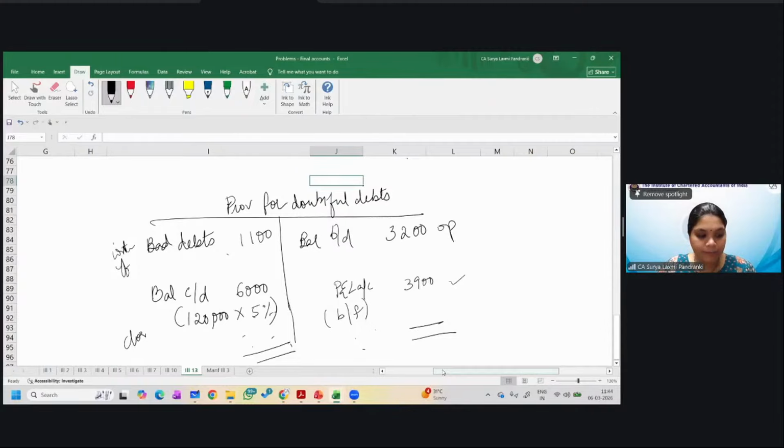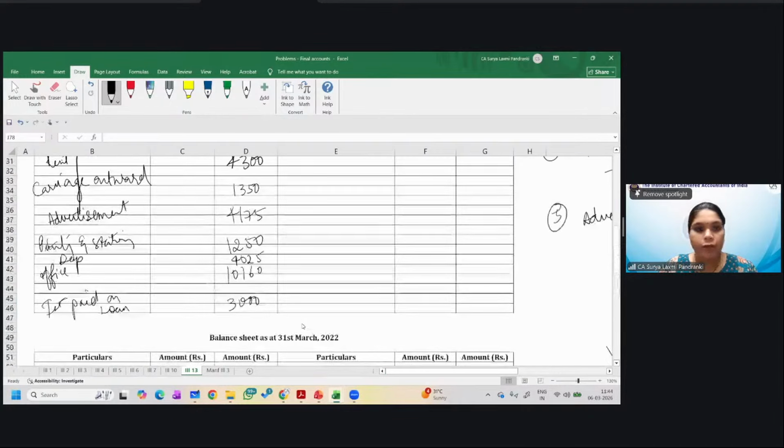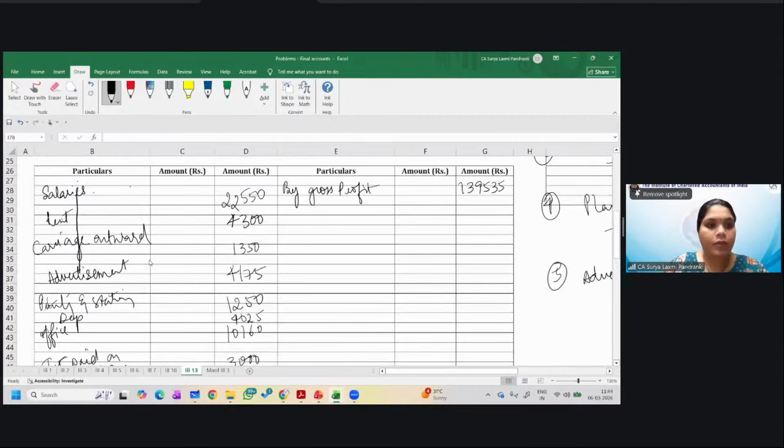Are we clear? I'm pausing for you all to respond. Any questions on this? Provision for doubtful debts. How much is the provision for doubtful debts? 3,900. I've written here provision for doubtful debts.